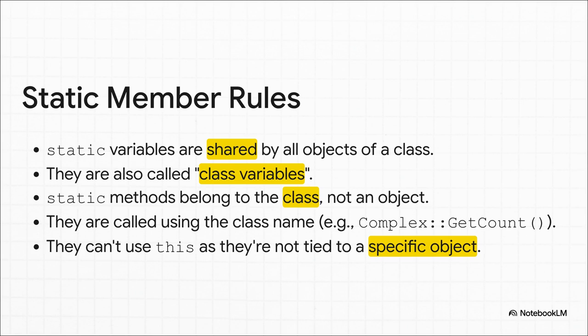And here's where it all connects. A static method can't use the this pointer. Why? Well, because there is no this. It's not running on behalf of any specific object.